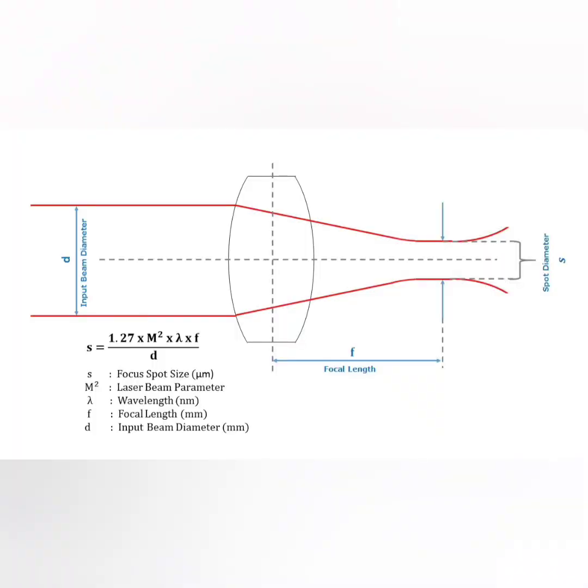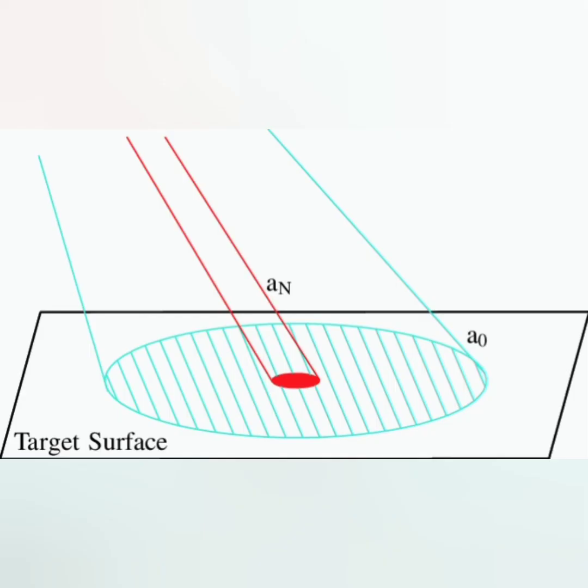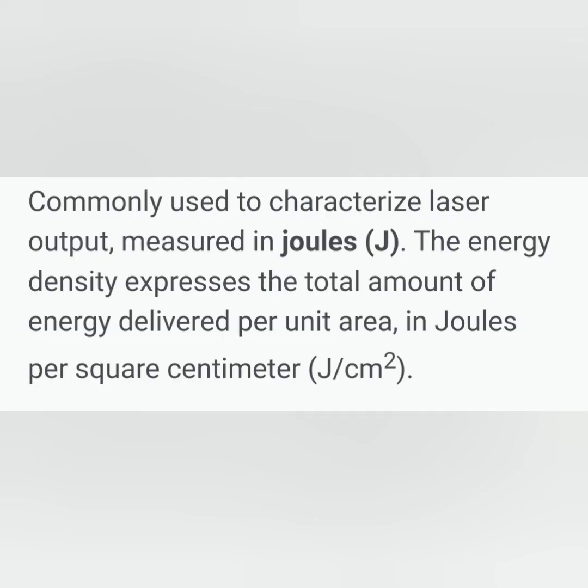Spot size is the area through which the laser beam comes out of the machine. Pulse duration is the period for which the laser is acting on the skin. And the energy, that is, how much energy of the laser we are giving to that skin, is measured in joules.